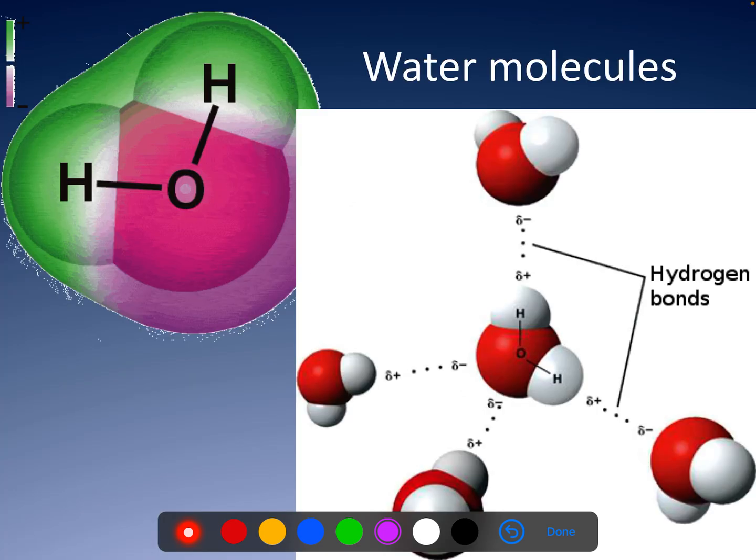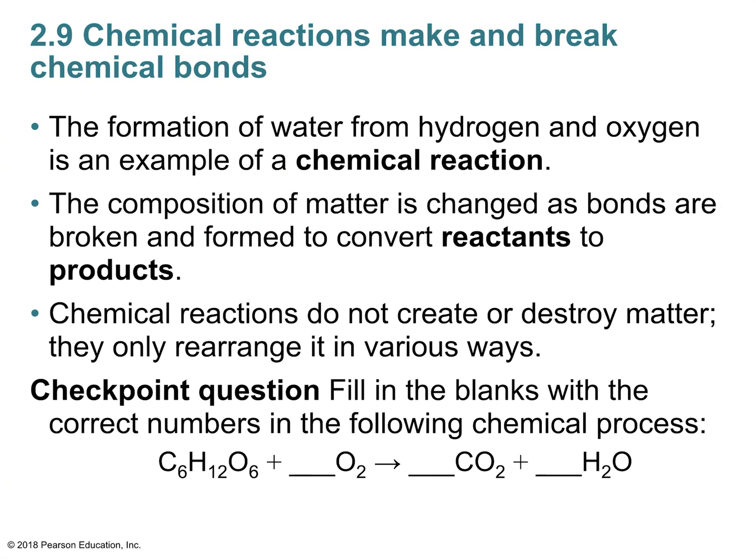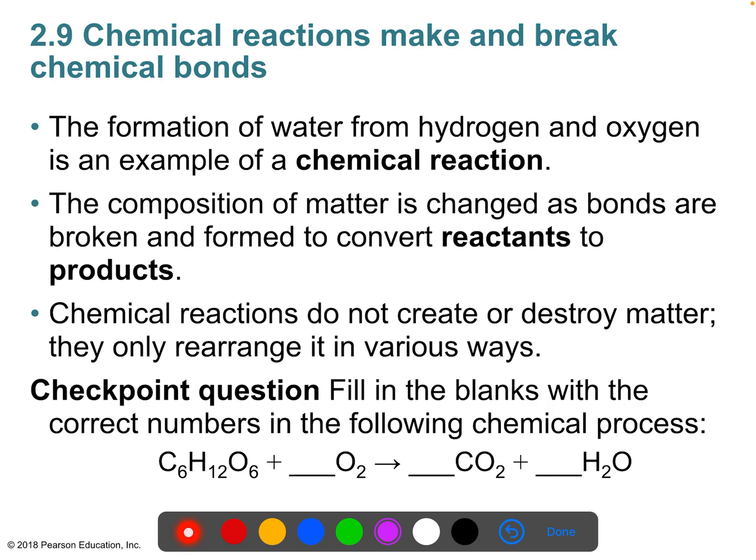You can see it again here. Remember, each water molecule can form 4 hydrogen bonds with up to 4 neighbors. Now, the formation of water from the chemical combination of hydrogen and oxygen is an example of a chemical reaction. And to represent a chemical reaction, scientists will use something called a chemical equation, which we'll see right here. A chemical equation is a shorthand way to notate a chemical reaction. And a chemical reaction is a type of chemical change where the component elements will combine together to create a new type of substance with new properties.